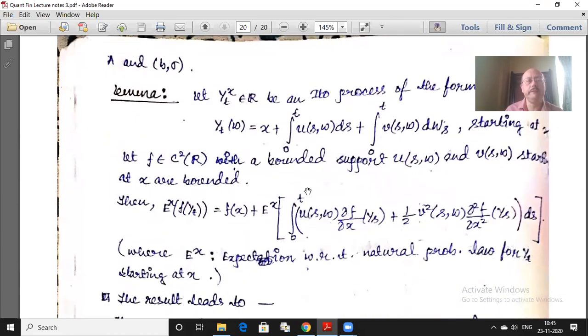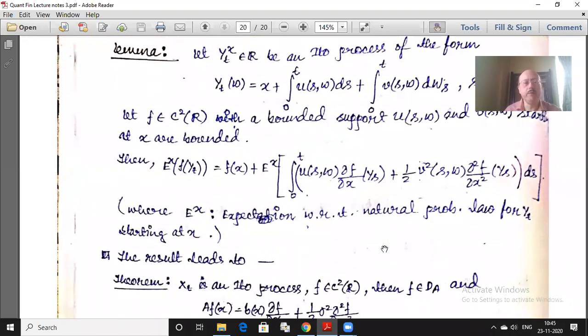And in the process, this lemma also says that the set D_A is not very small, because as long as f is a C^2 function with a bounded support, I am good. So this is my set D_A. So I have quite a lot of functions available to me. And then the expression for expectation is given by Ito's lemma.